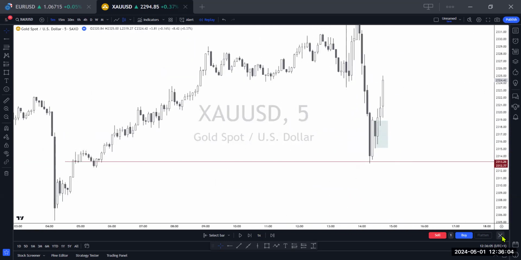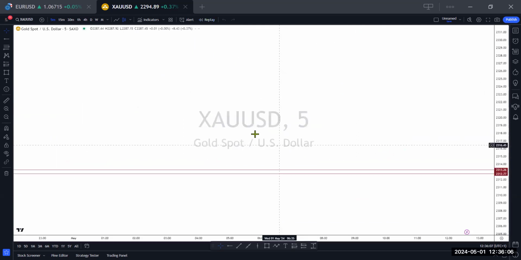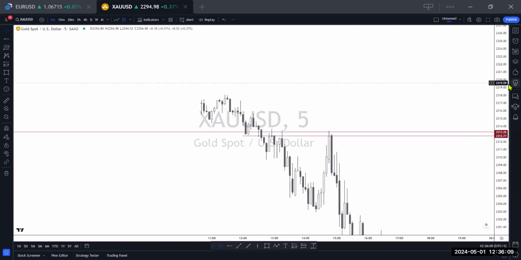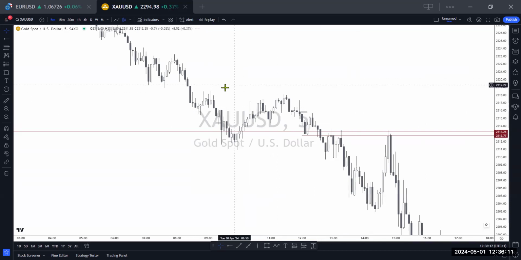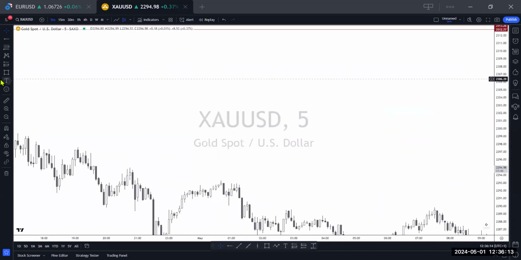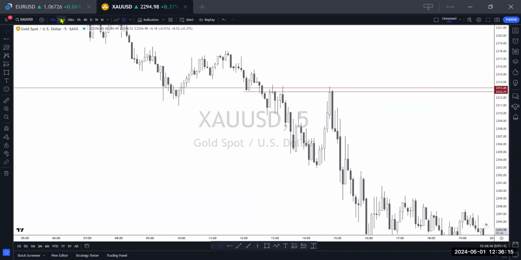So let's see another example. This time around, I'm going to try and look for M15 SNR. So to make it more interesting, let's see M15.